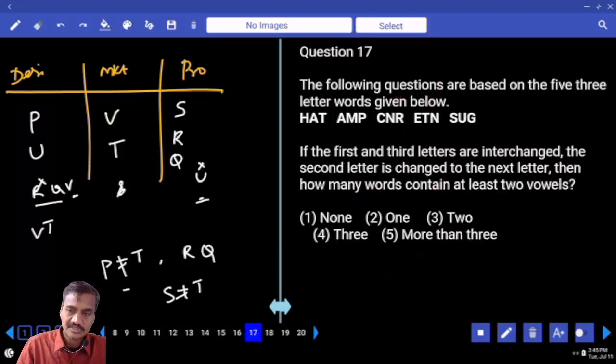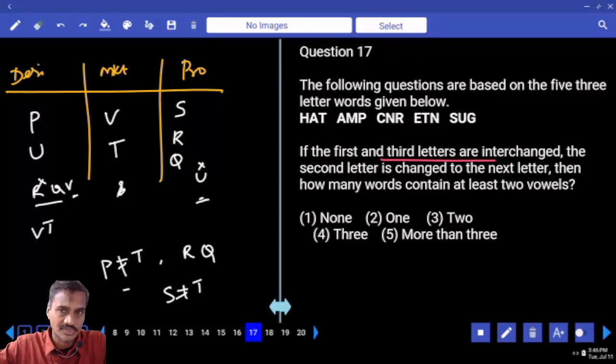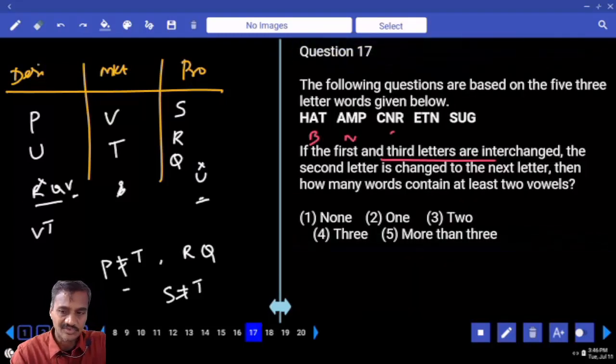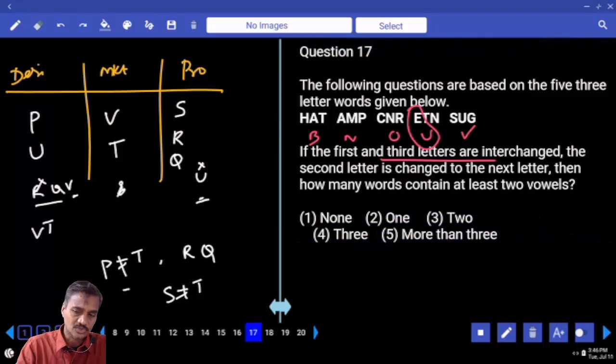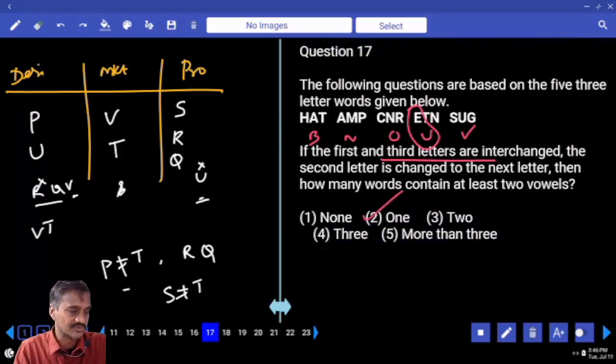Then 17: the first and the third letters are interchanged. The second letter is changed to the next. Then how many words contain at least two? Now the first and third letters are interchanged, but anyhow those letters will be in the same word, isn't it? And there is nothing to do with this one. Now A will become B, here M will become N, N will become O, P will become U, and U will become V. Now here U and E are the two vowels we have, that is the choice for question number 17.